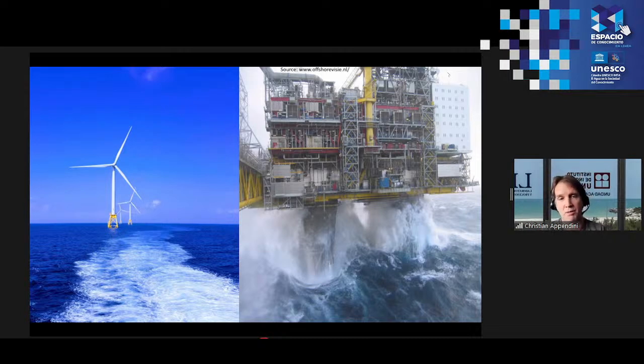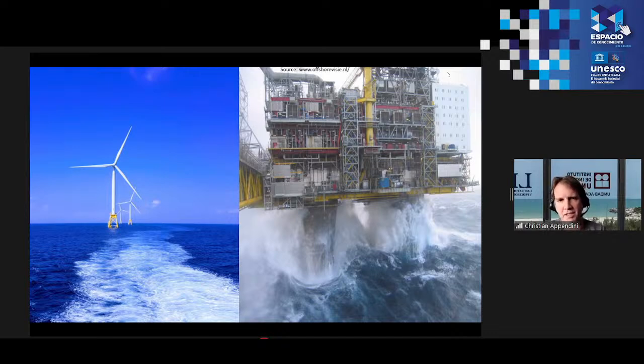But still, we're still extracting fossil fuels in offshore areas. And one of the big disappointments in the COP26 is that they changed the wording from phasing out fossil fuels to phasing down fossil fuels. So that means we're going to continue for a while.